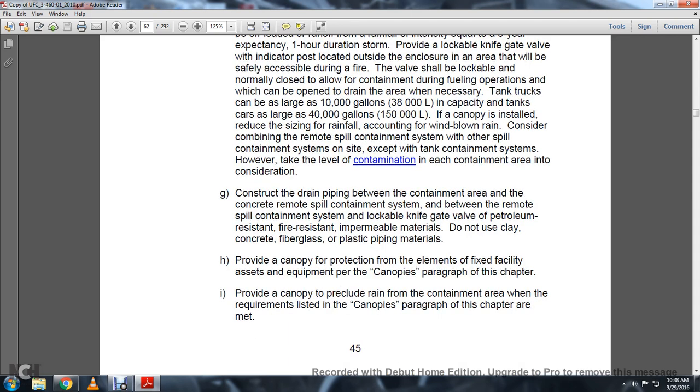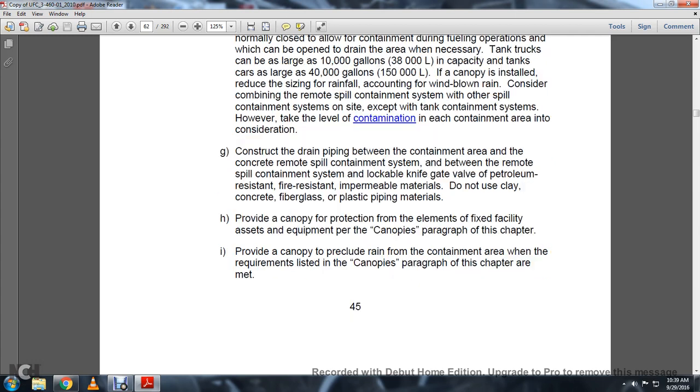Construction of the drain pipe between the contamination area and the concrete remote spill contamination system, and between the remote spill contamination system and the lockable knife gate valve, with petroleum-resistant, fire-resistant, impermeable materials. Do not use clay, concrete, fiberglass, or plastic piping materials. Provide canopy protection for the elements fixed in facilities, assessing the equipment with the canopies paragraph of this chapter.